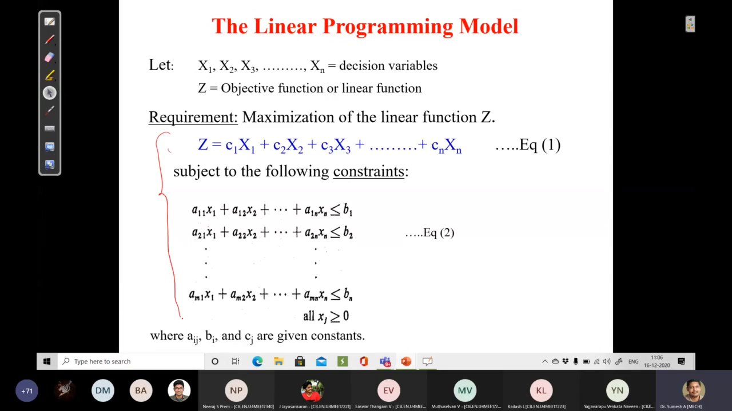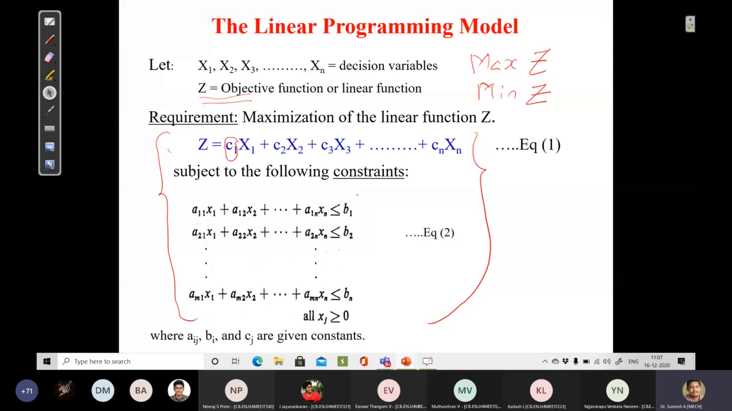First you have to write the decision variables. Decision variables will vary from X1, X2 up to Xn. It depends on the problem, it can have any number. And Z is the objective function or linear function. We will write it in either of two ways: maximize Z or minimize Z. Maximize Z or minimize Z will be equal to the cost or the profit of selling one unit of my decision variable, that is C1, multiplied by my first decision variable X1 plus C2X2 plus C3X3 up to CnXn. Then subject to the following constraints.